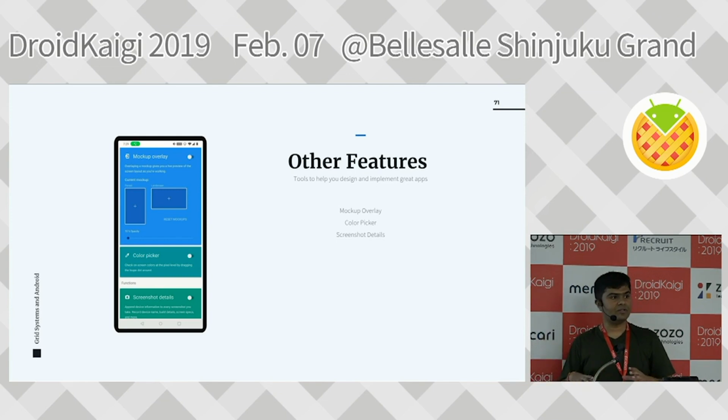And of course, you can align it to the grid. So you can see if the grid, the mockup, as well as your actual app conforms to each other. It's a very, very interesting tool. Has other elements like color picker and screenshot details. So you can figure out if your color is correct and you can inspect all these things. So this is another tool which is very, very helpful.